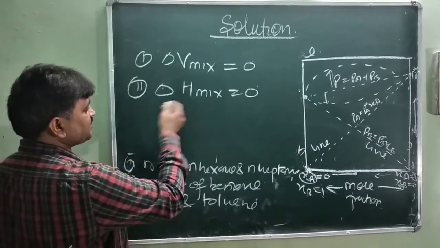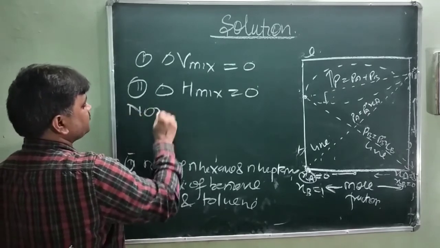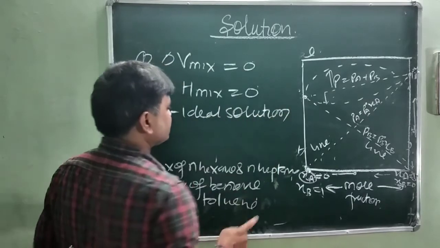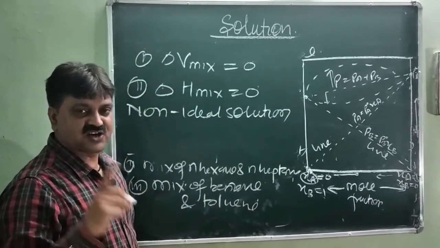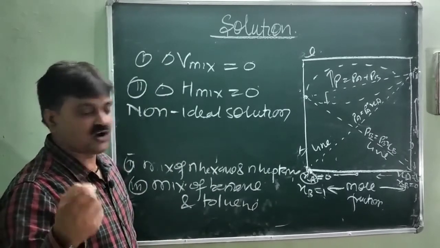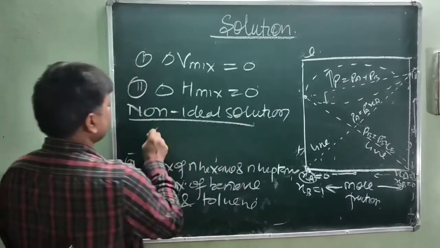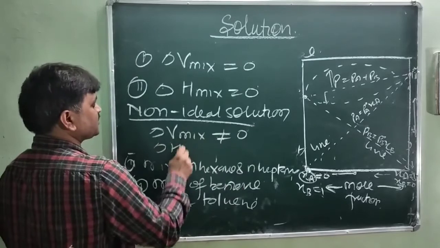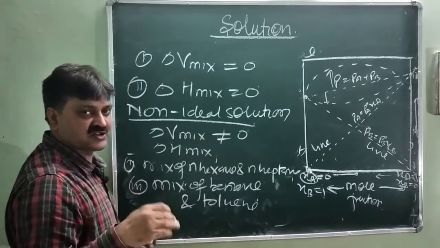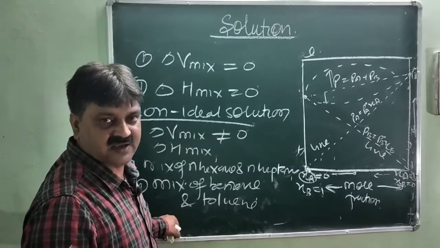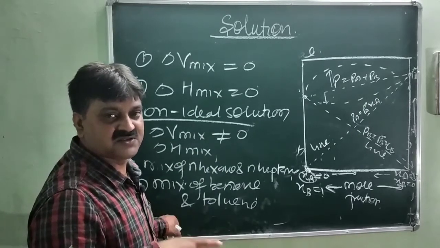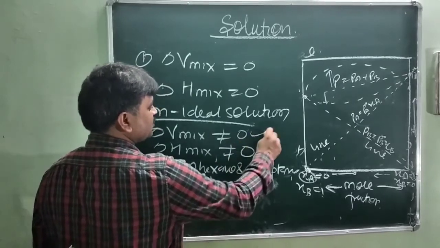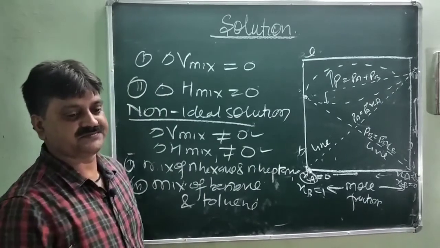And in this state, a non-ideal solution which does not obey Raoult's law does not show the ideal behavior. That is called a non-ideal solution. So for the non-ideal solution, delta V mixture is not equal to 0 and delta H mixture is not equal to 0. Delta H means after mixing there is no change in energy, heat of enthalpy, that is ideal. If it changes, this is non-ideal. So delta S mixture is also not equal to 0. So this shows the non-ideal behavior to Raoult's law.